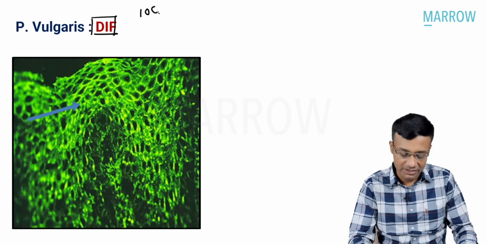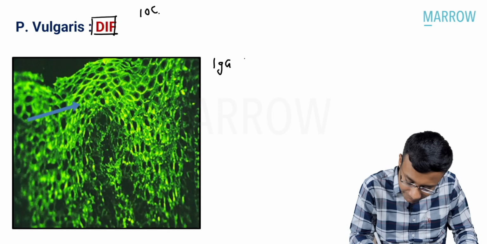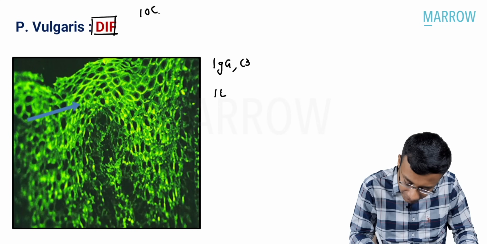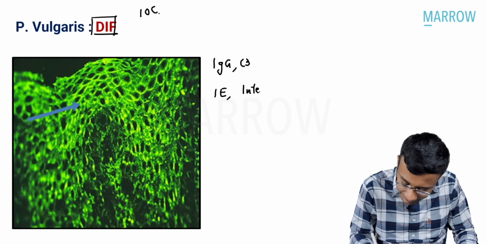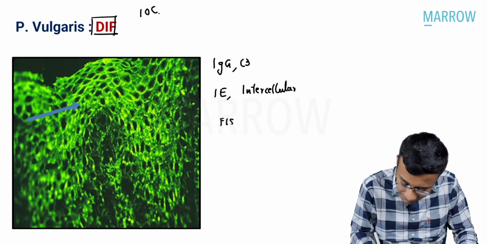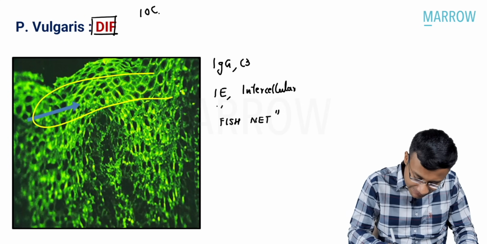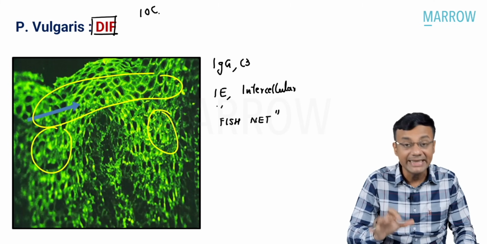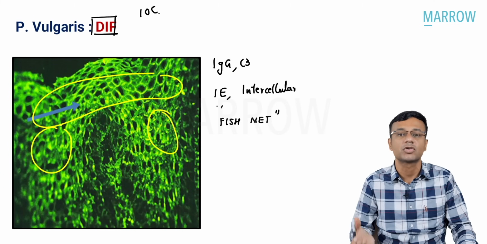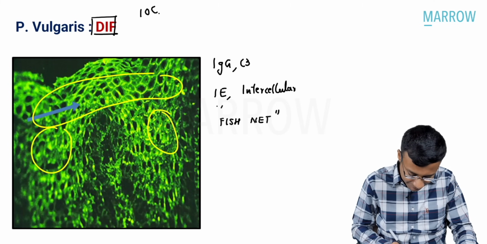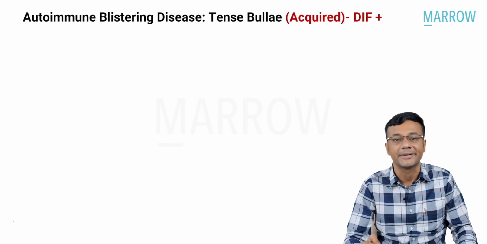What do we get in pemphigus vulgaris? We get IgG3, intraepidermal, intercellular deposition, and this pattern is referred to as fishnet pattern. So this is the fishnet pattern that we see here. IgG3, intraepidermal, intercellular. Why is it intercellular? Because desmosomes are between the cells.